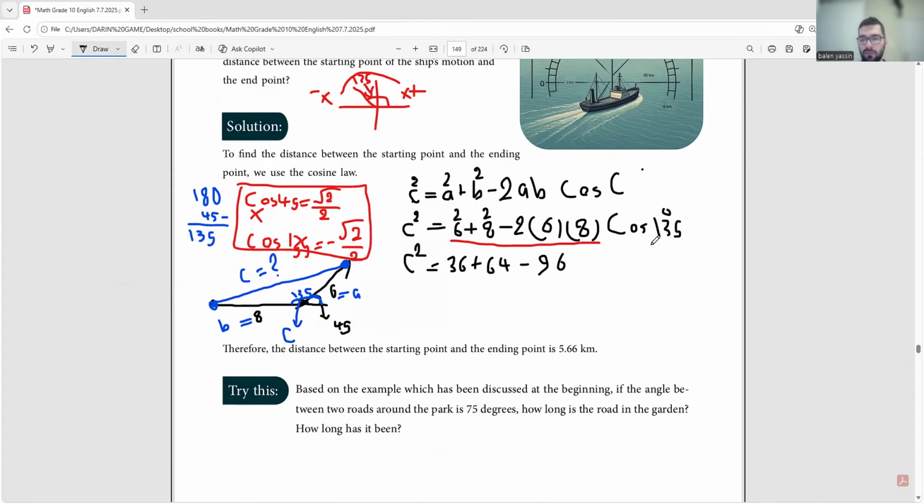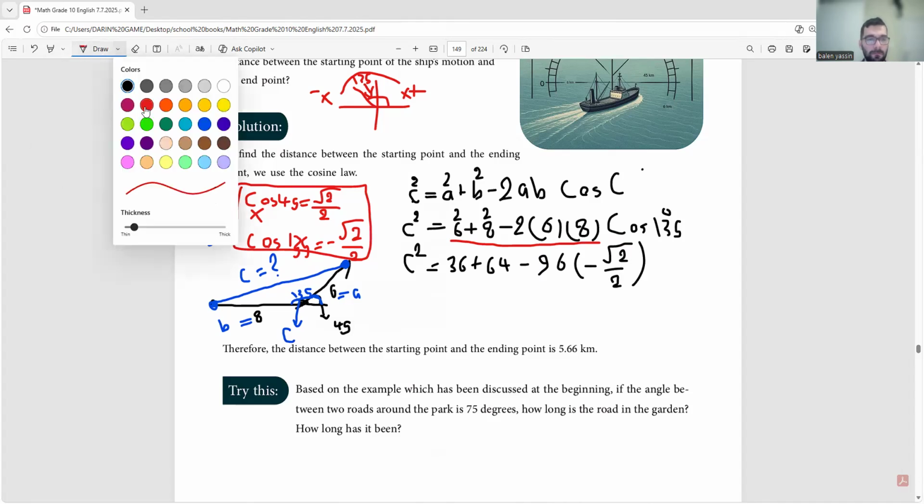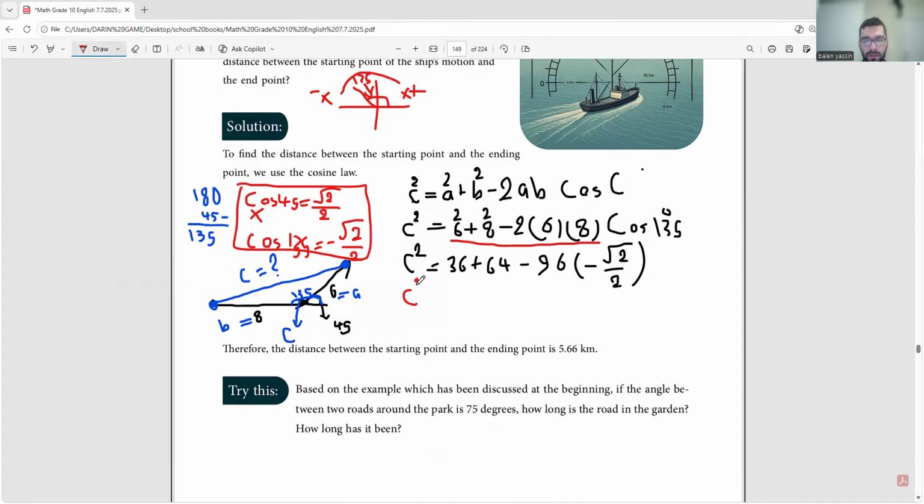Now, cosine of 135, we said it's negative square root of 2 over 2. So now we can say c squared is equal to these two together, which is 100. And these two minuses, remember, this is a bracket, so there's a multiplication between them. This minus changes into a positive. And this 96 is going to cancel with 2, so 96 divided by 2 is simply 48. So 48 square root of 2.